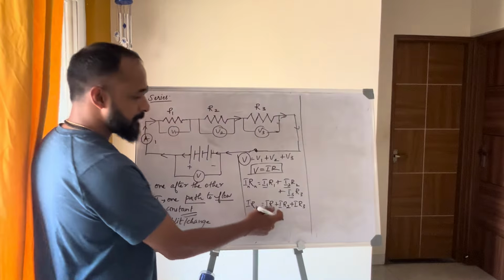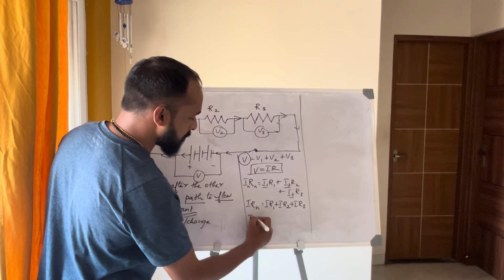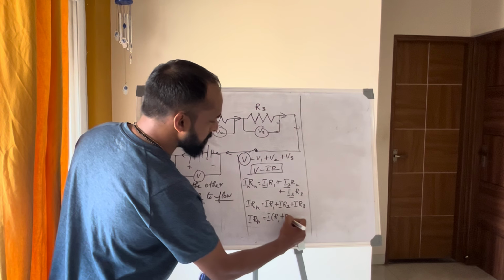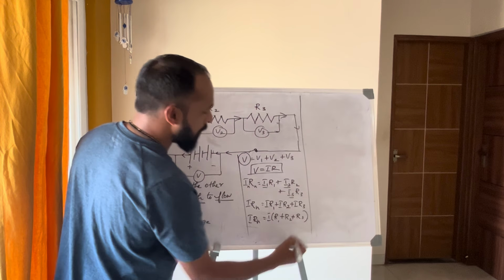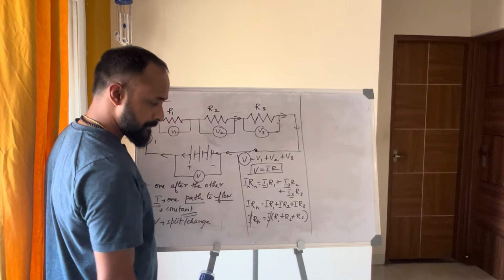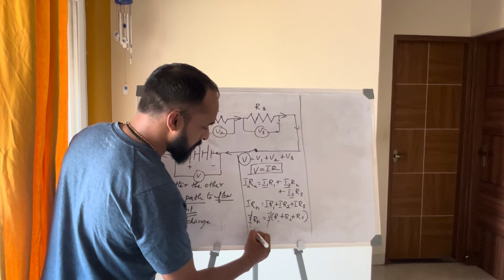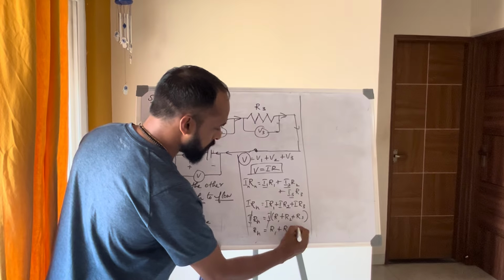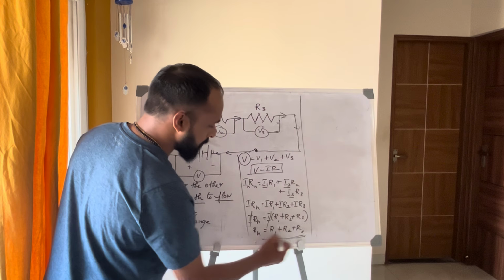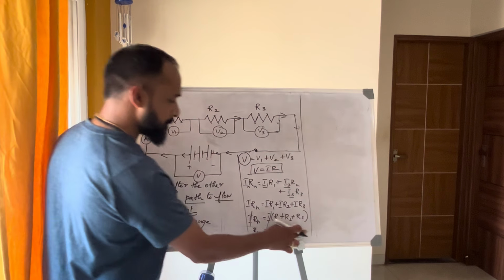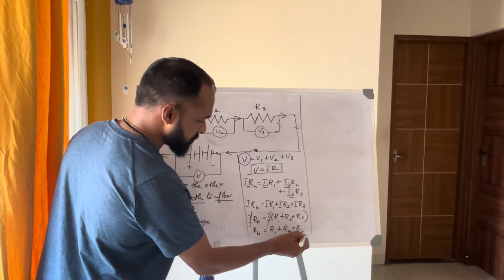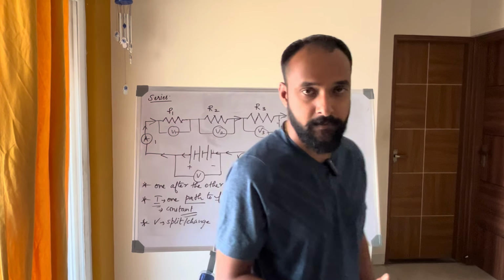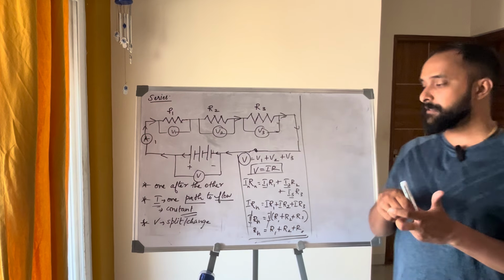Clear? Next, I can take the I common. So it becomes I into Rn is equal to I into R1 plus R2 plus R3. So I and I will cancel out. What is the remaining term? We just got that Rn is equal to R1 plus R2 plus R3. This is the final equation that you will write to find the effective resistance when you connect three resistors in series.